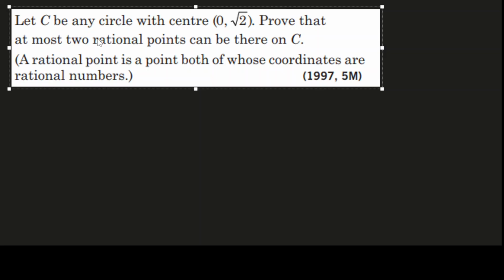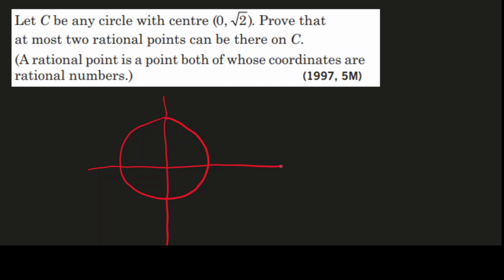Okay, so we have a circle with center (0, root 2). Let's just draw a circle. There we go. This is the y-axis and this is the x-axis, right? This is the center. Let's call it C, which is (0, root 2), and it says that there can be at most two rational points on the circle. So let's assume that there are three rational points.